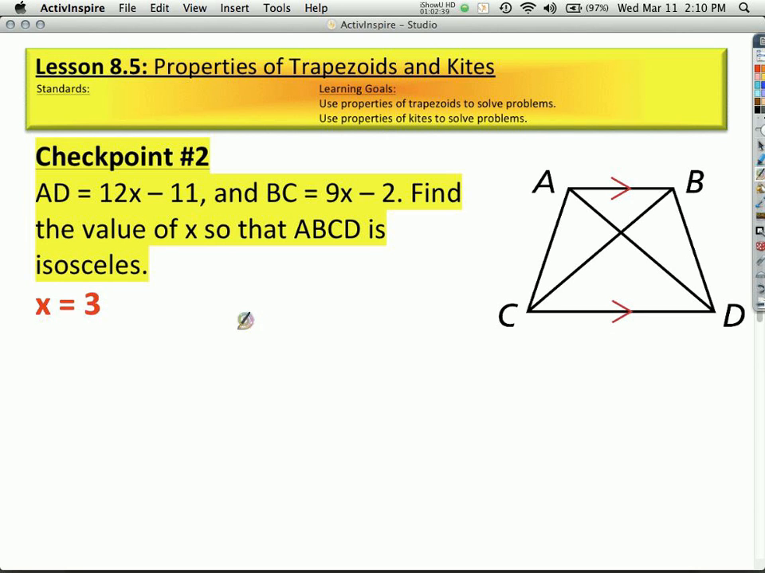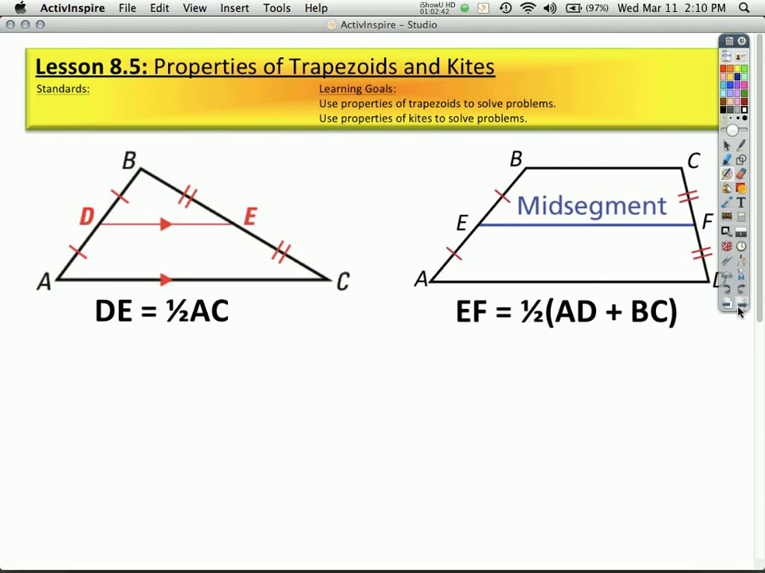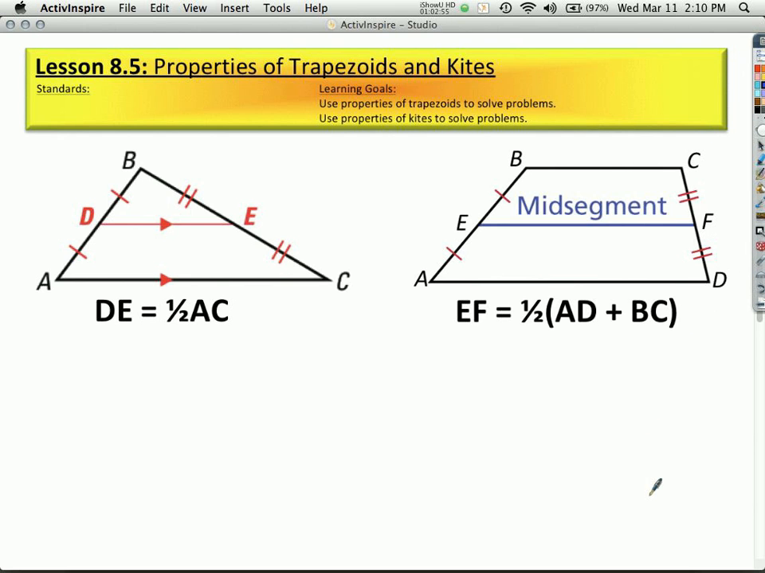So now let's introduce the last idea of the day, which is the trapezoid midsegment theorem. So I've put what you learned already up here as well, just so that you can see how they relate to each other. On the left, you see the triangle midsegment theorem. You learned this quite a while ago. DE is the midsegment of ABC. DE will be half of AC. You can also see that this is congruent to that, and that's congruent to that.